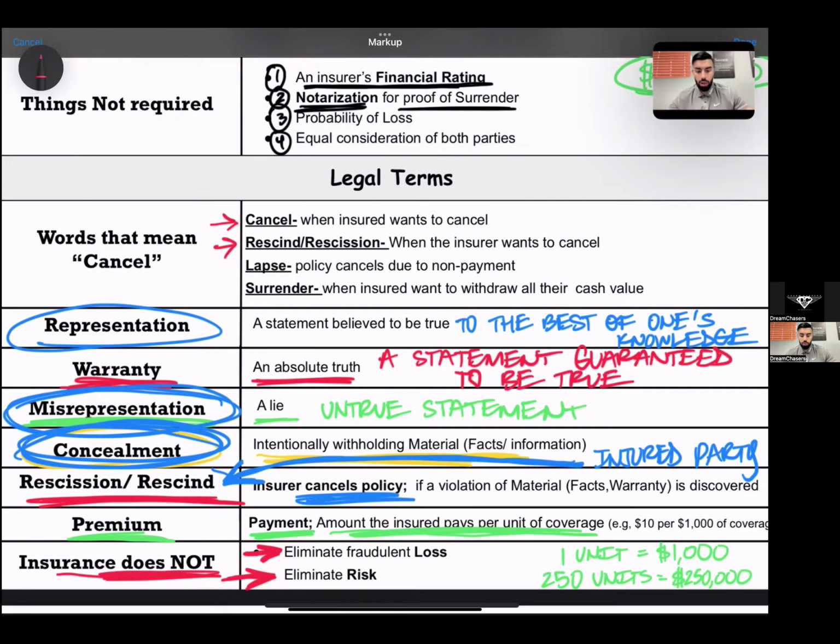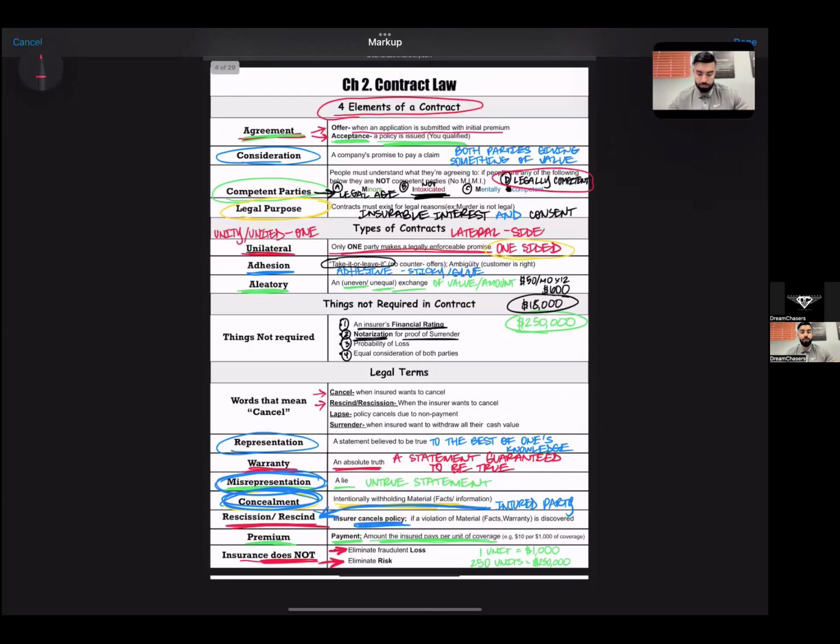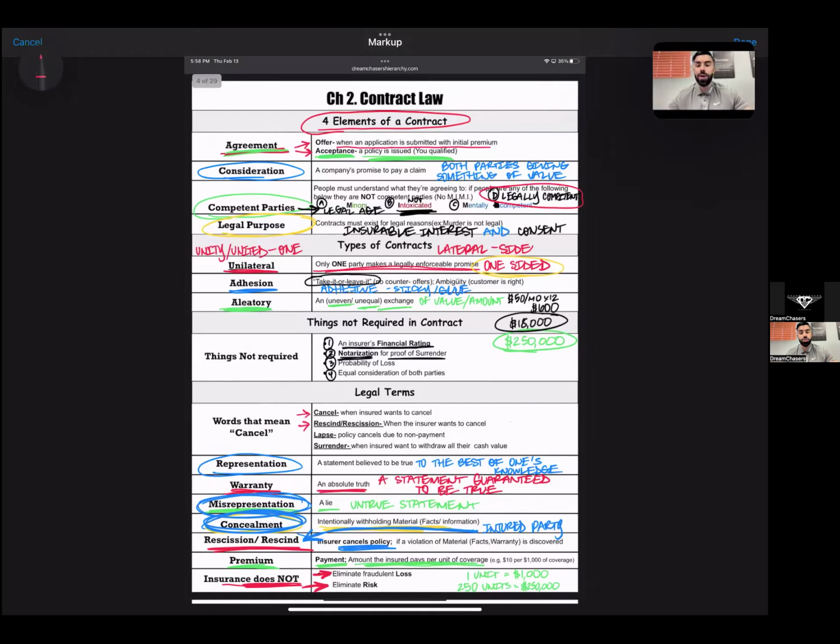Okay. So that is chapter two, which is contract law. Once again, please go back, review as much as possible, become as familiar as you can with each term to know it to the best of your abilities.